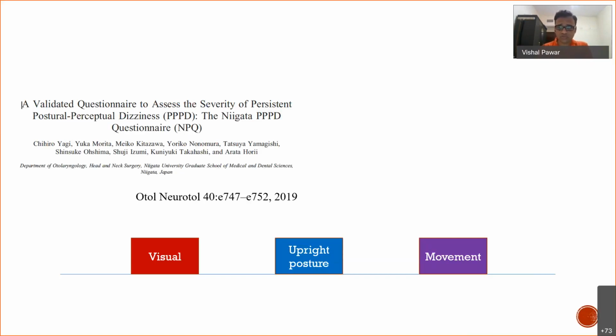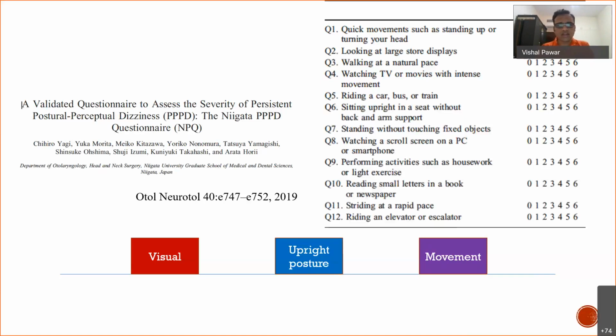One is the visual component, second is the postural component, and third is the movement, like motion component. And I have started using this Niigata triple PD questionnaire from the last 2 months, and I found it is very useful in patients with triple PD and even other disorders which I'm going to mention.